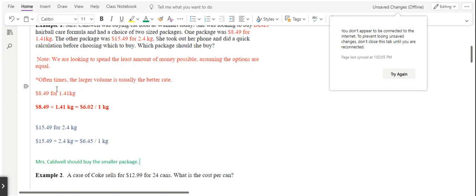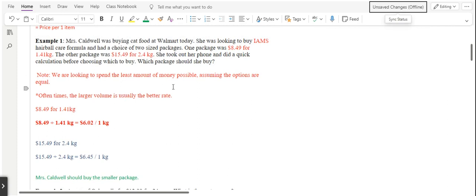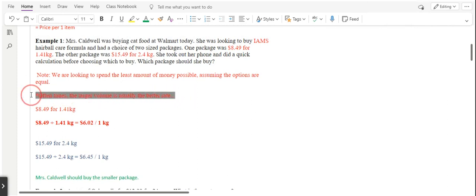Now, I said earlier that oftentimes the larger volume is usually the better rate. The reason why this might not be the case is sometimes there comes some sort of sale, and this one could have had a sale as well, or sometimes the company just markets it that way anyways. Okay, and so in this case, if you don't mind the volume of things, she should be buying the smaller one.